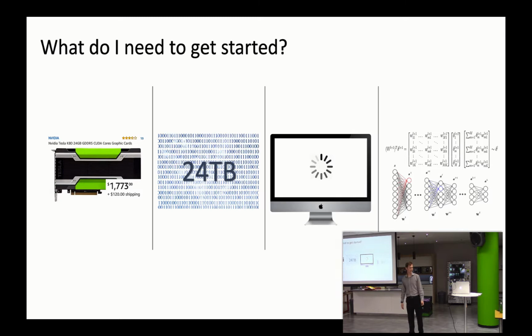4,992 cores in it. They're not very powerful cores, but they can all work at the same time. So it's really good at doing parallel programming. And it turns out that machine learning has a lot of the same sort of algorithms that can run really well in parallel. So that's why graphics cards are really good for machine learning. So you're going to need to get yourself one of those, plus $120 for shipping.